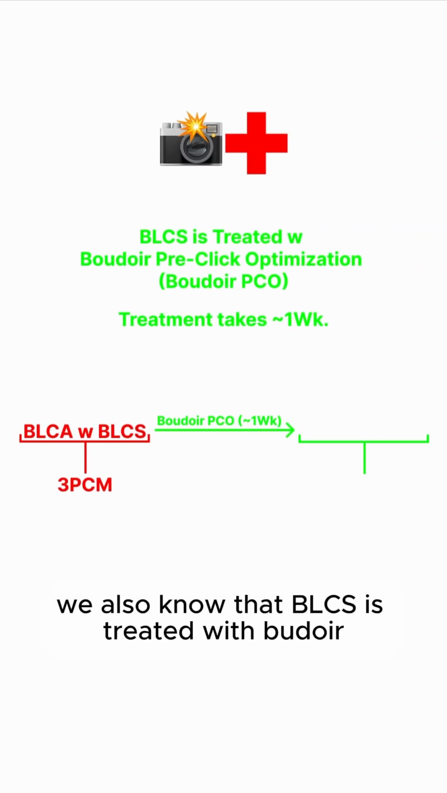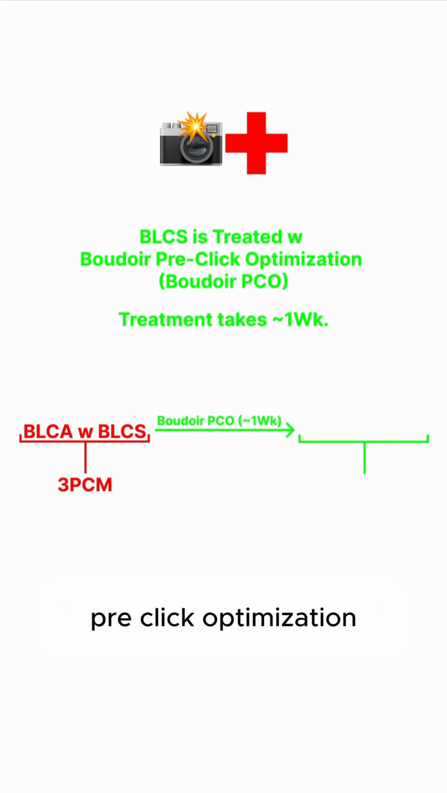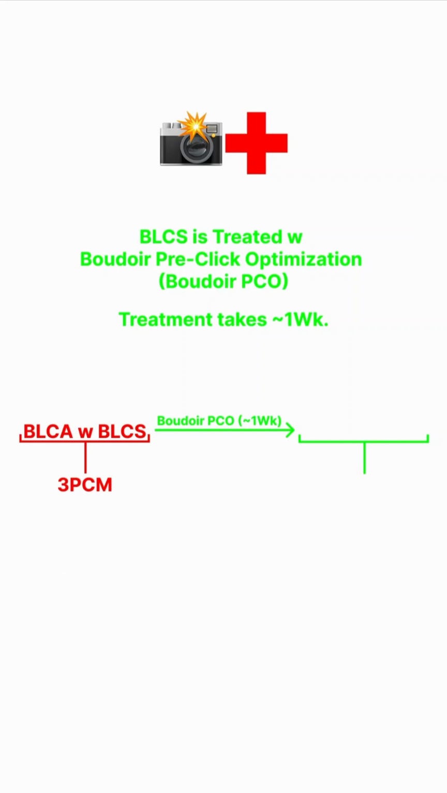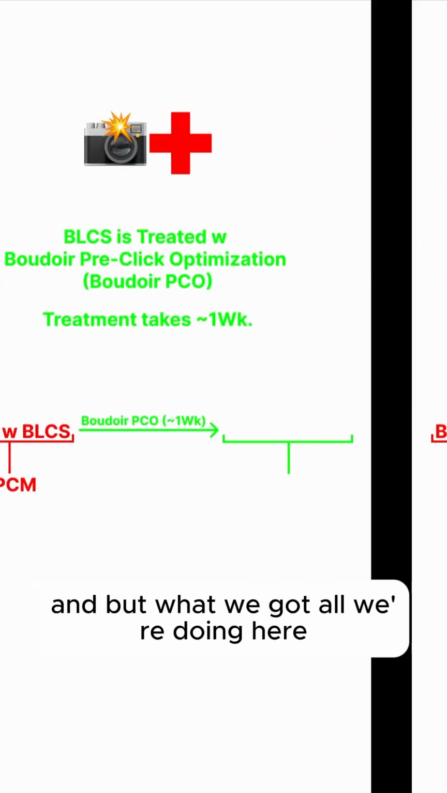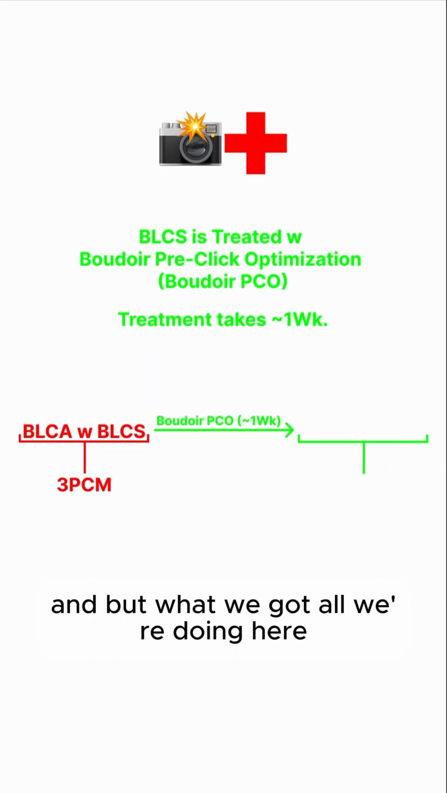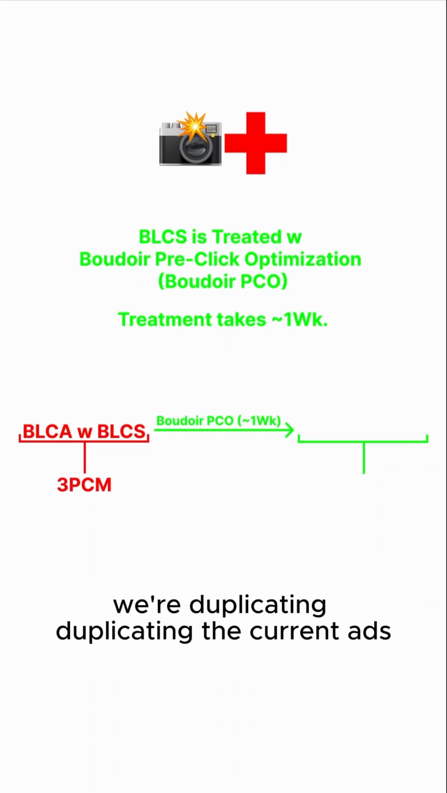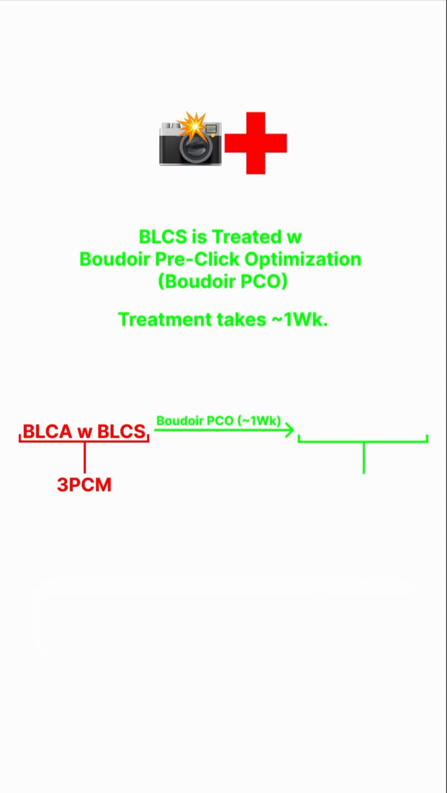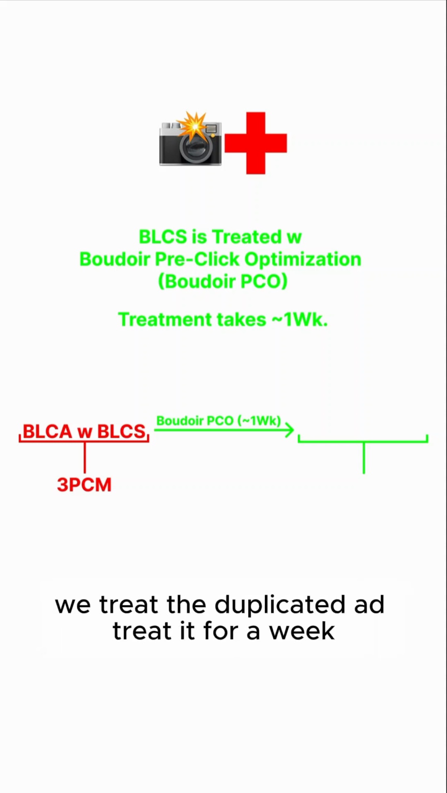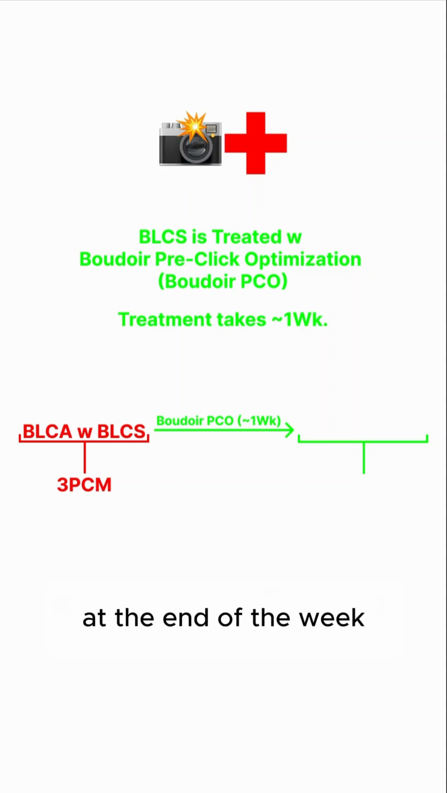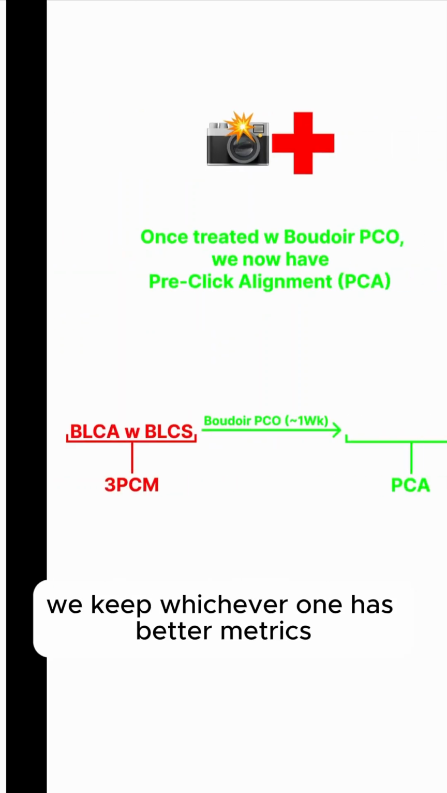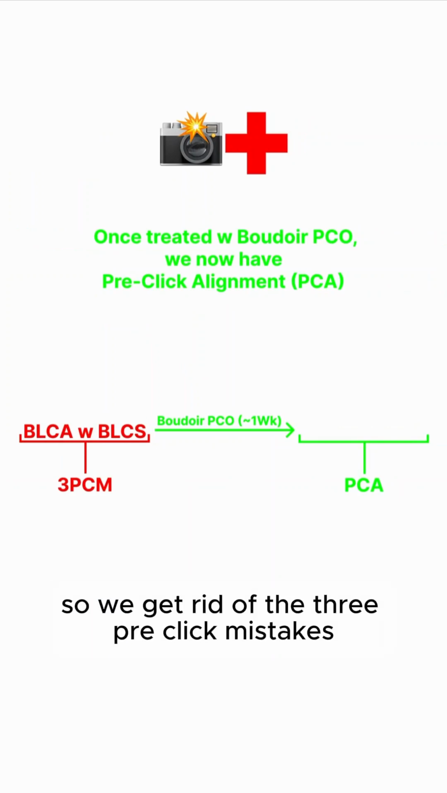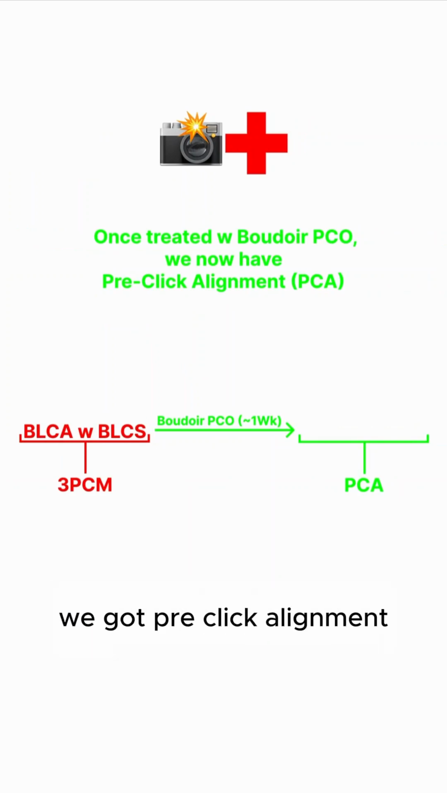We also know that BLCS is treated with Boudoir pre-click optimization, aka Boudoir Pico, and treatment takes about a week. And with Boudoir Pico, all we're doing is duplicating the current ads, leaving them on or off, whatever they are, and we treat the duplicated ad. So we don't touch the original, we treat the duplicated ad for a week. At the end of the week, we keep whichever one has better metrics. Now, once treated with Boudoir Pico, we now have pre-click alignment, PCA. So we get rid of the three pre-click mistakes, we got pre-click alignment.